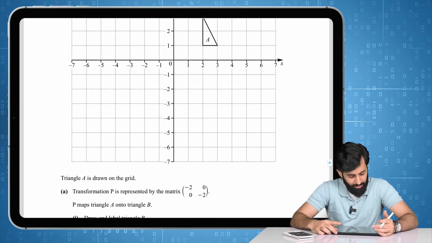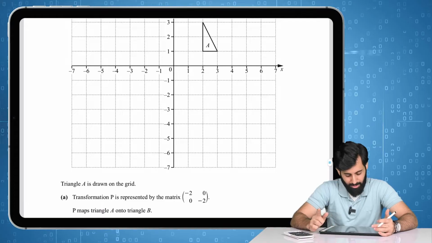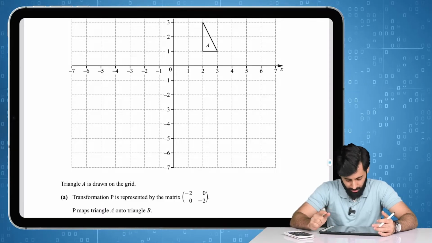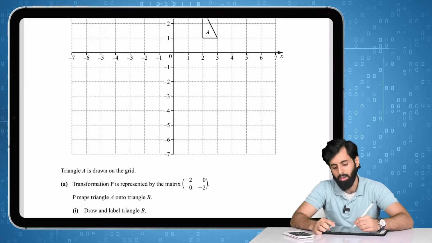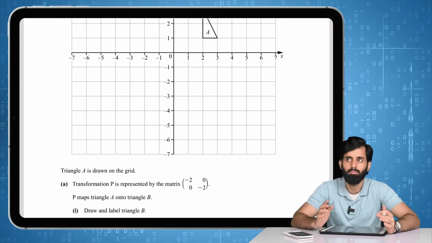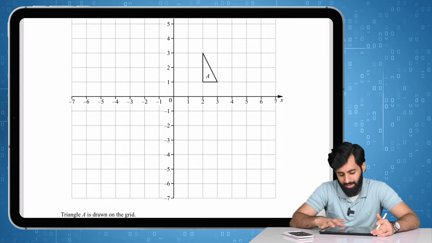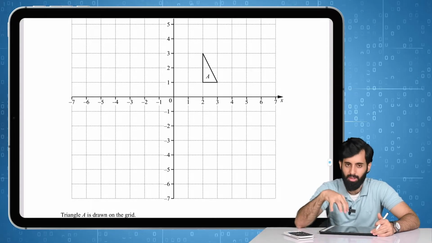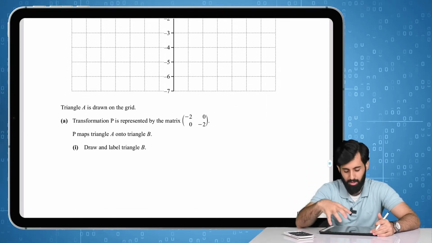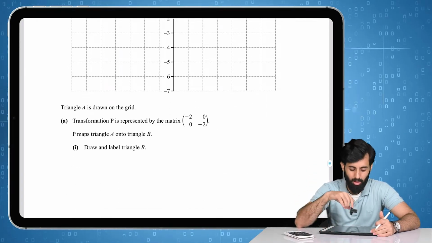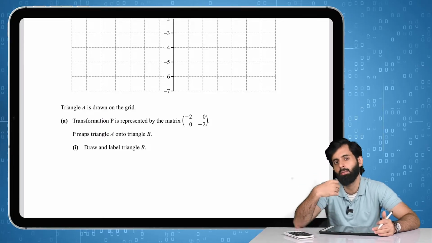So it says here, triangle A is drawn on the grid. Transformation P is represented by the matrix -2, 0, 0, -2. P maps triangle A onto triangle B. Draw and label triangle B. There are two ways to approach this question. One is that you take the coordinates of all three vertices of this triangle and multiply them by the matrix -2, 0, 0, -2.